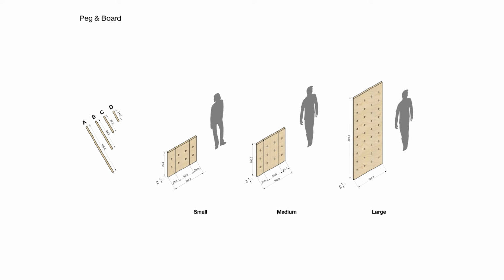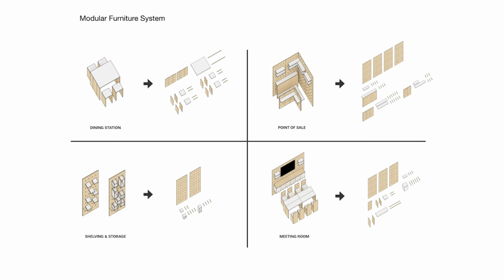And then for the space, it's a very large space that we knew would have offices to house these young entrepreneurs as well as retail space. So that means you need some sort of display system. So we designed this really simple peg and board furniture system that basically allows you to create different kinds of spaces with very simple elements.